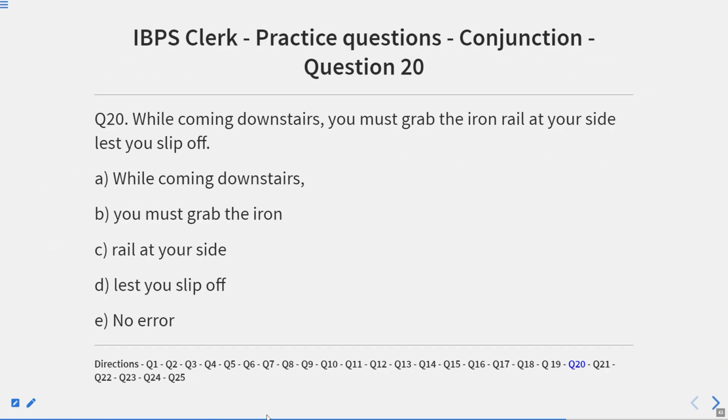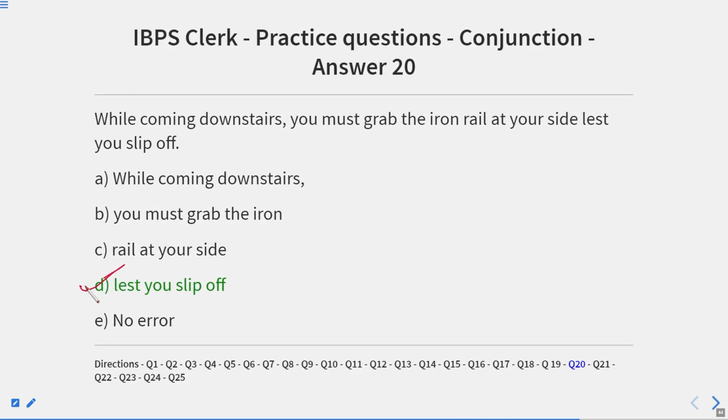While coming downstairs, you must grab the iron rail at your side lest you slip off. Again, as I told you earlier as well, lest is always paired with the word should. Therefore our answer will be D here, lest you should slip off. So this will be the correct answer. Now let us move to the next one.